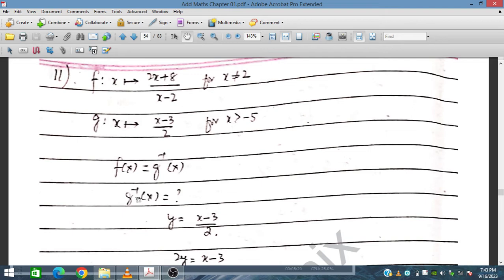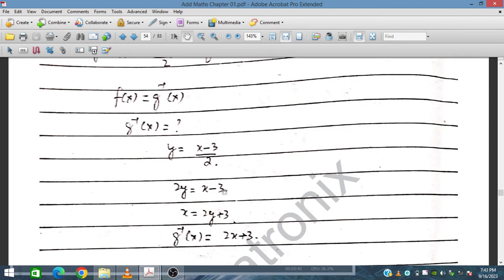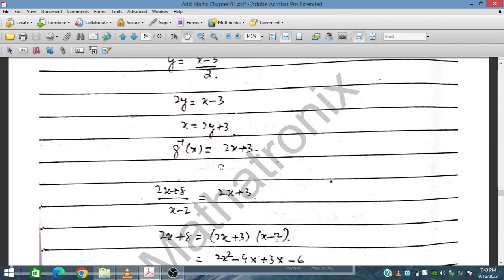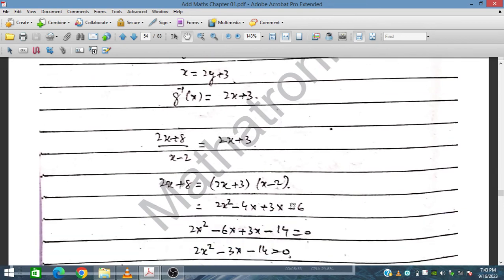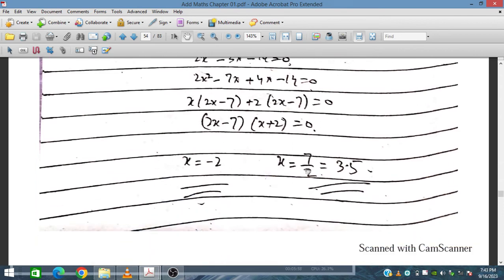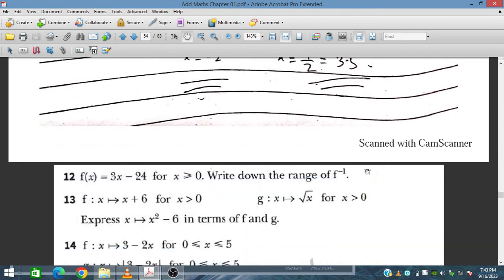So we have to find g inverse x first. Let this equal y, so 2y is equal to x minus 3, and x is equal to 2y plus 3. So this is g inverse, and we know that g inverse is equal to f(x). So this is g inverse and this is f(x), and on comparison we have obtained x equal to minus 2 and x equal to 3.5. So we have this solution.